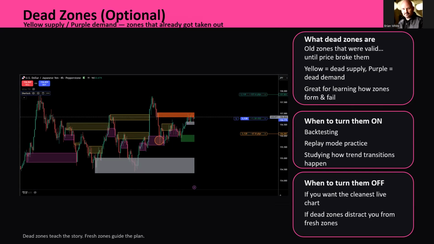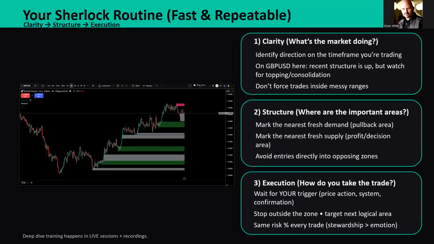You usually won't have those zones be blasted through. Usually price will hesitate a candle or two, and then it reacts either up or down, respecting the zone or breaking the zone. So for live trading, if it feels distracting, turn them off. Fresh zones are usually the priority for planning current decisions anyway. And then what's our routine? Things that are fast and repeatable, things that we can do. So let's land this plane with a repeatable routine.